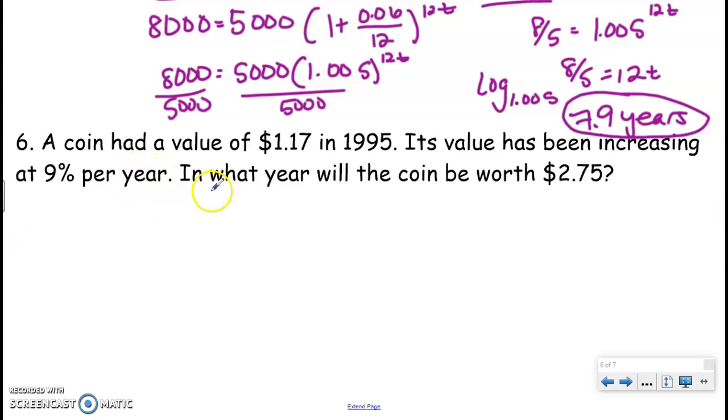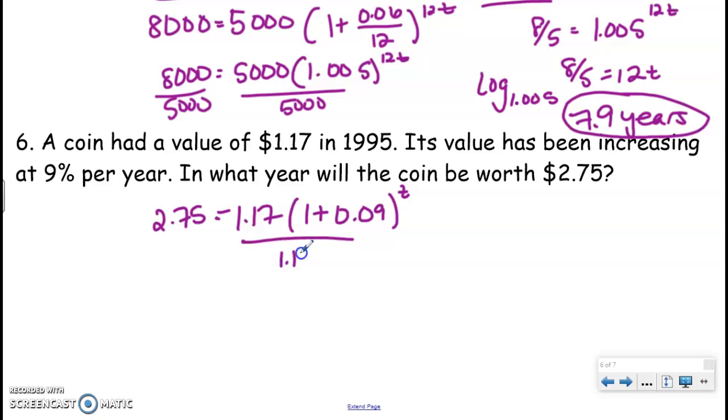Okay, next one. A coin had a value of $1.17. It's been increasing at a rate of 9% per year. We don't know how long, but they want to know when it'll be worth $2.75. Okay, same idea. We're going to simplify and divide. I'm actually going to do that in the same step. So divide by 1.17 to get 2.35 equals 1.09 to the t power.